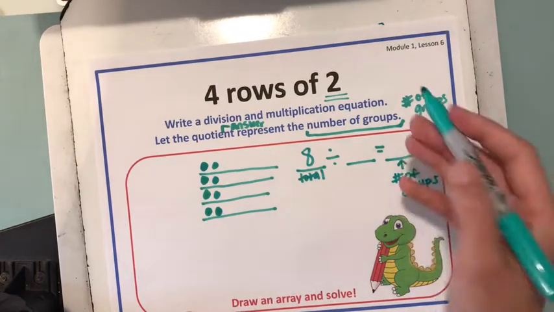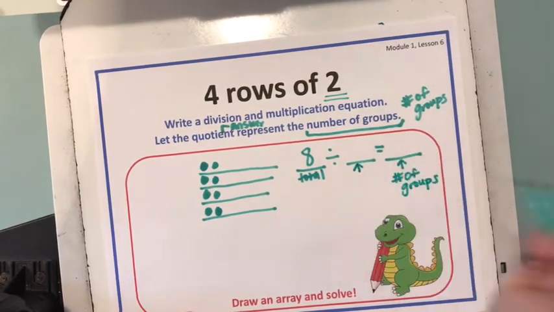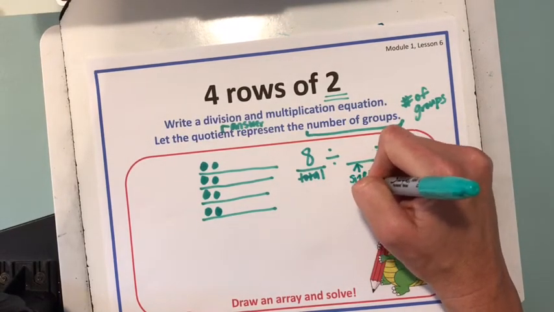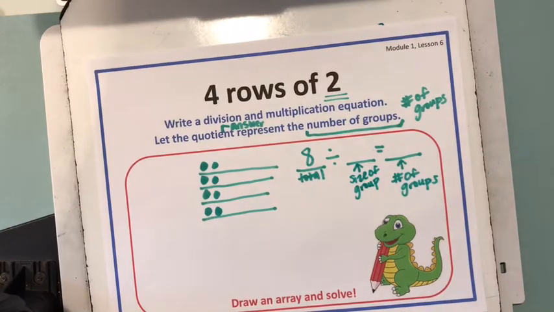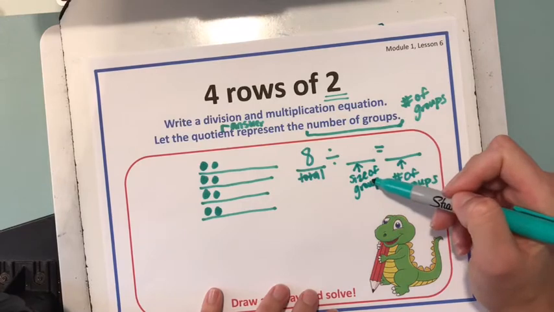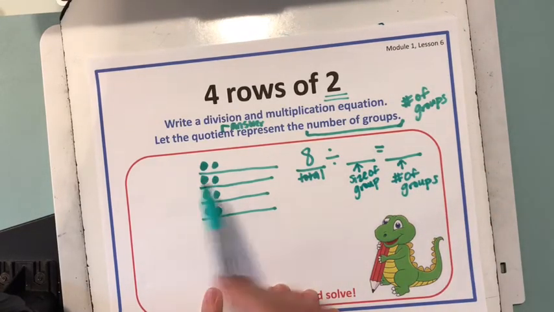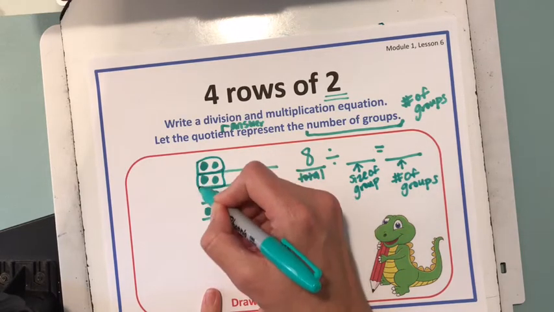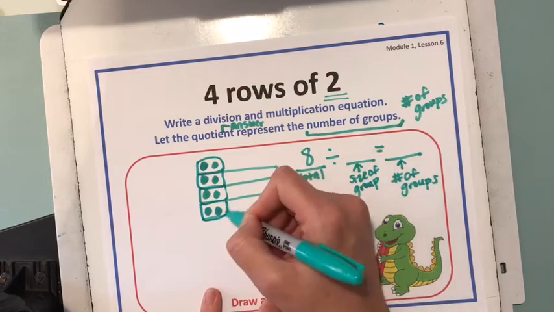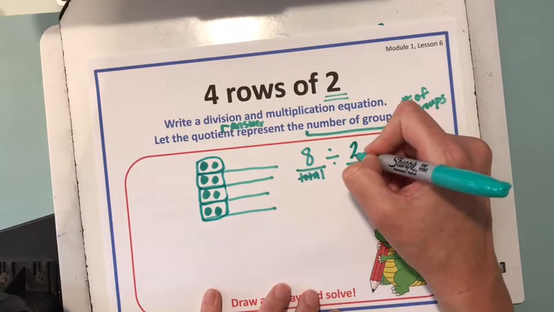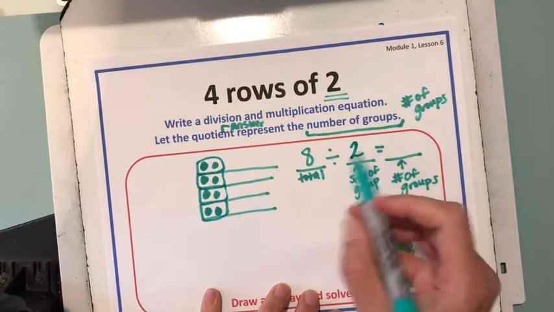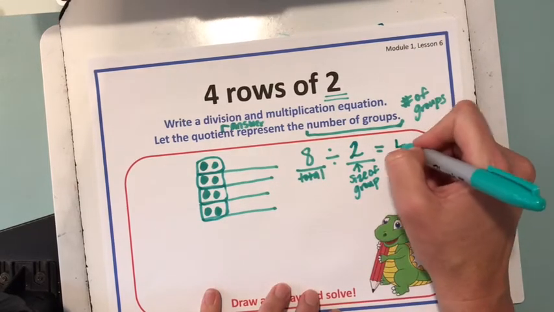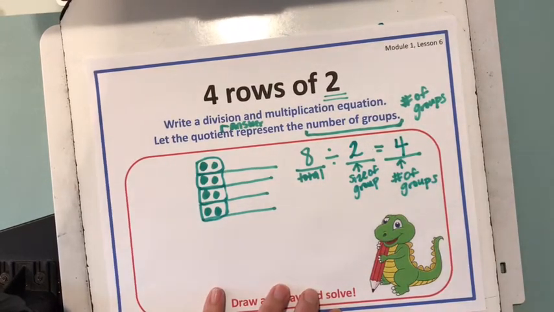So, if this is the number of groups, what is this? This is the size of the group. Okay. So, what is the size of the group? Well, I know that there are 2 in this group, and there's 2 in this group, and 2 in this group, and 2 in this group, right? So there is 8 divided by 2 equals how many rows? Number of groups. 1, 2, 3, 4.